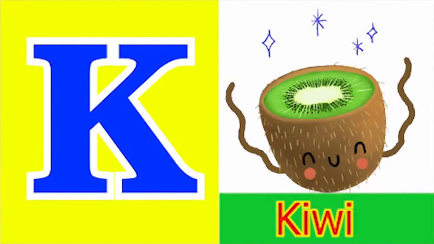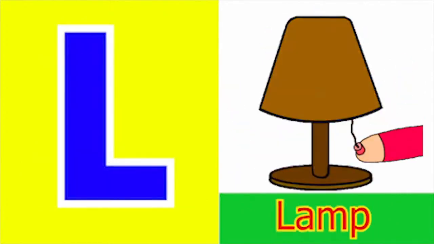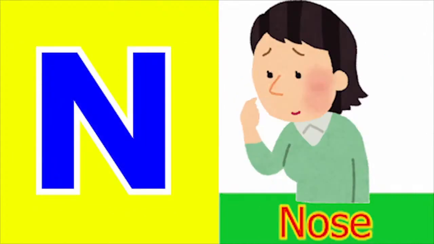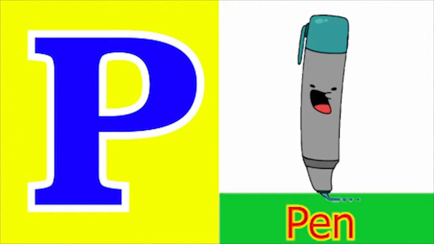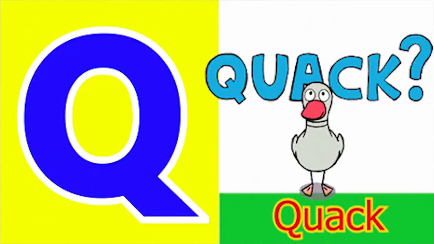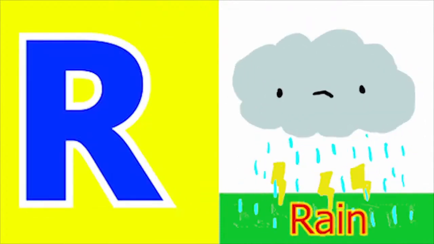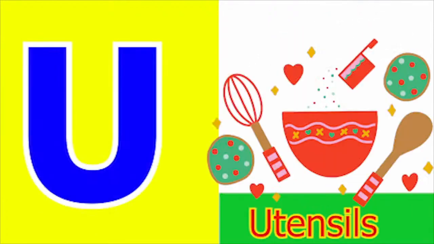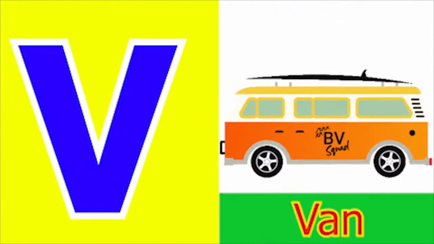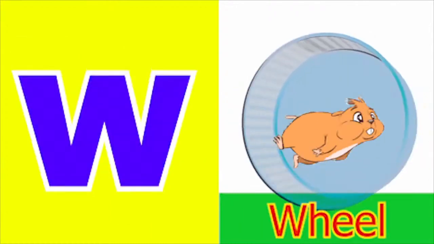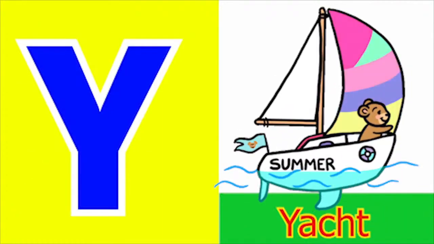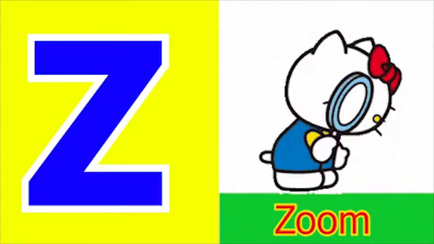K for kiwi, L for lamb. M for mud and N for nose. O for ox and P for pan. Q for quack and R for rain. S for sheep and T for tub. U for utensil, V for van. W for wheel and X for Xmas tree. Y for yacht and Z for zoom.